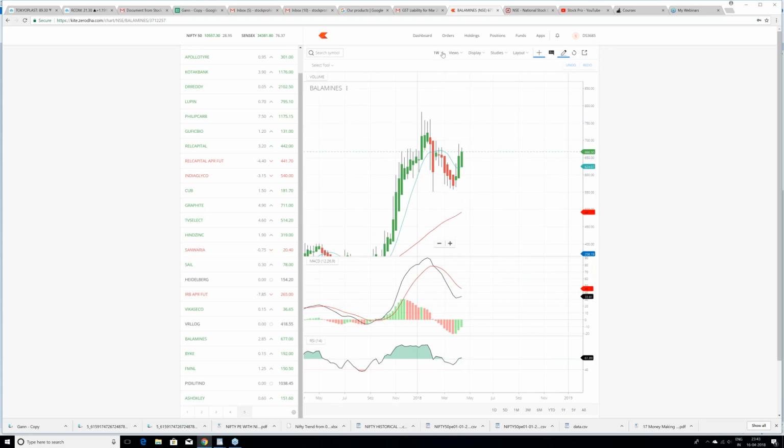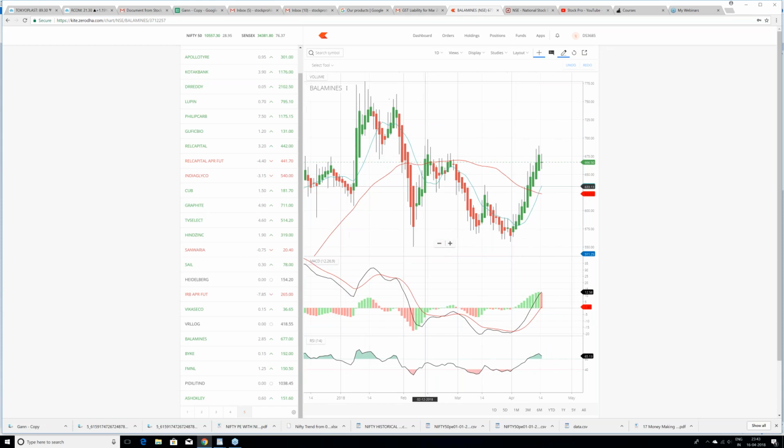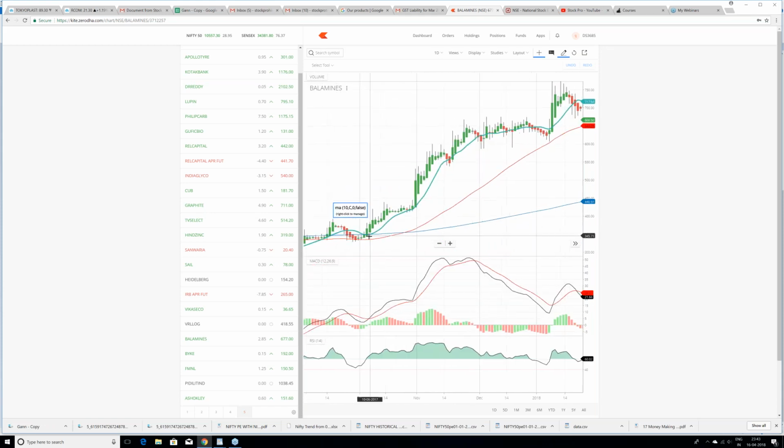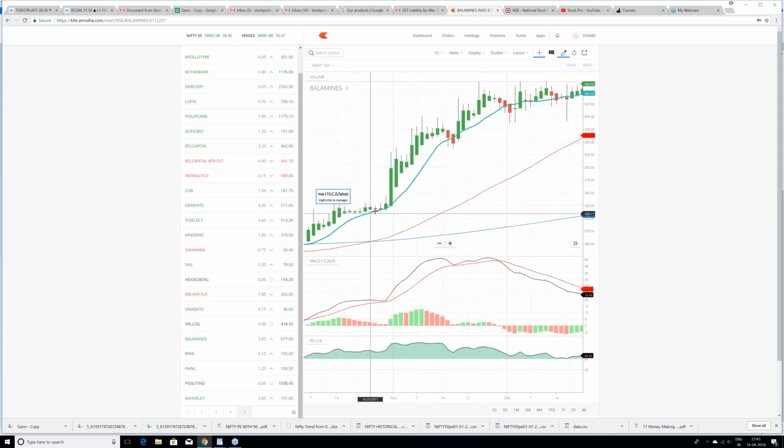I'm showing you a 1 week graph. You can convert this into 1 day as well, right? See the beautiful entry here, right? After that, exit here if you want to, but this doji is above the 10 moving average. Continue, remain, this is where you get the exit. Again, you get an entry over here, right?